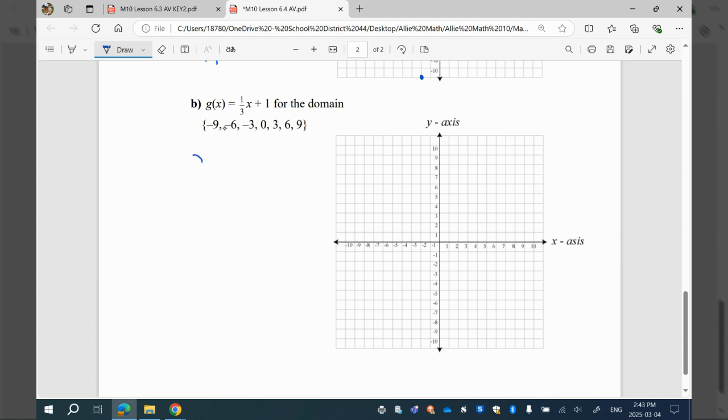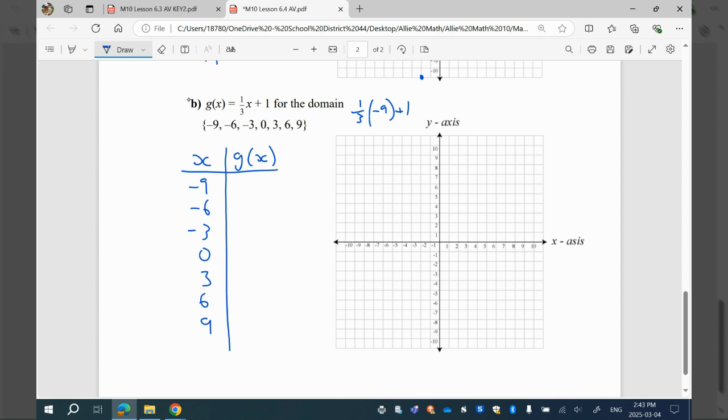Got x, got g of x, and we want a -9, -6, -3, 0, 3, 6, 9. They've given us beautiful numbers to put in here. Look at, we have 1/3 times -9 plus 1. A third of -9 equals -3 plus 1, which is -2.